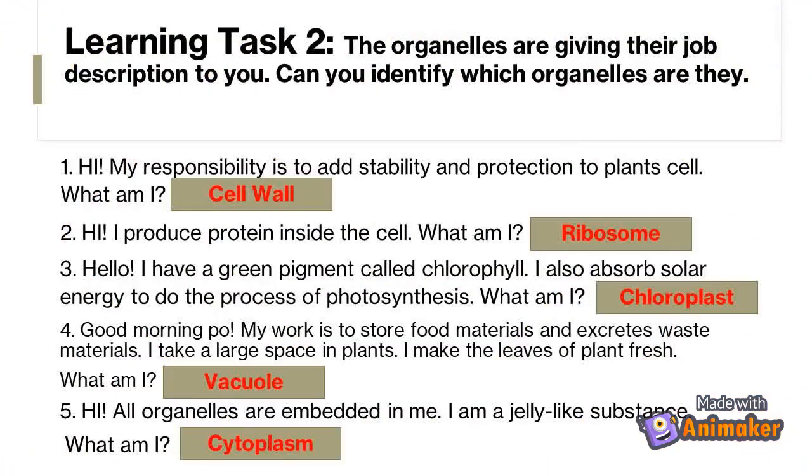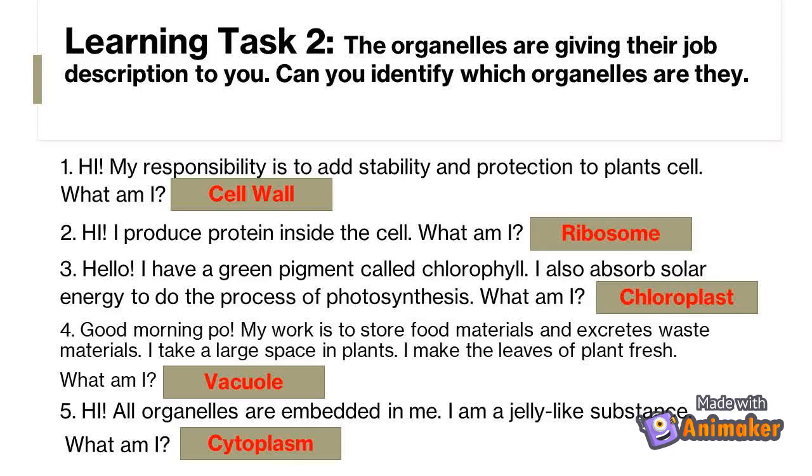Learning task number 2. The organelles are giving their job description to you. Can you identify which organelles they are? 1. Hi. My responsibility is to add stability and protection to the plant cell. What am I? I am the cell wall. 2. Hi. I produce protein inside the cell. What am I? I am ribosomes.